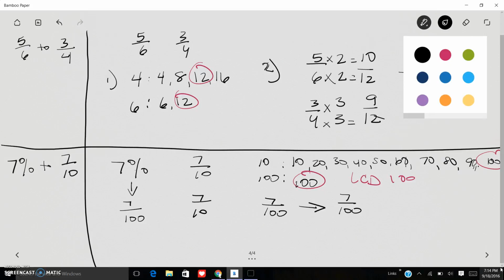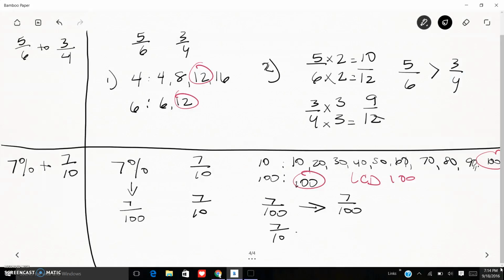So 7/100 stays 7/100, and then 7/10 I need to make into 100ths. So 10 times what is 100? 10. What I do to the bottom, I do to the top. You should have already known that this was 70 over 100 anyways, but in case you didn't. So 7/100 is less than 70/100. All right, so that should be pretty easy for you guys to play around with.